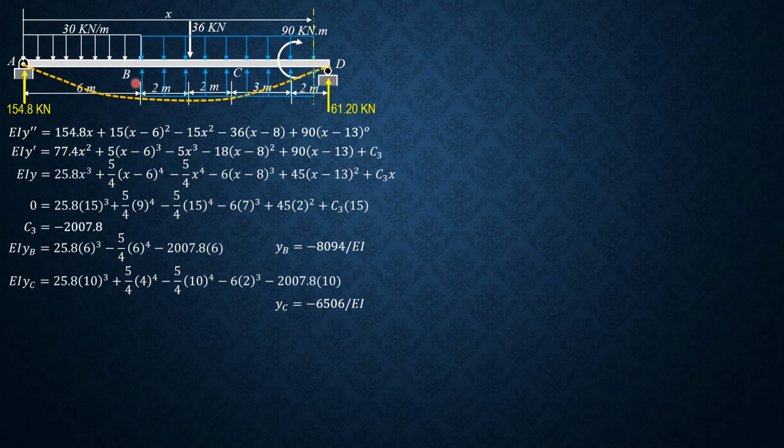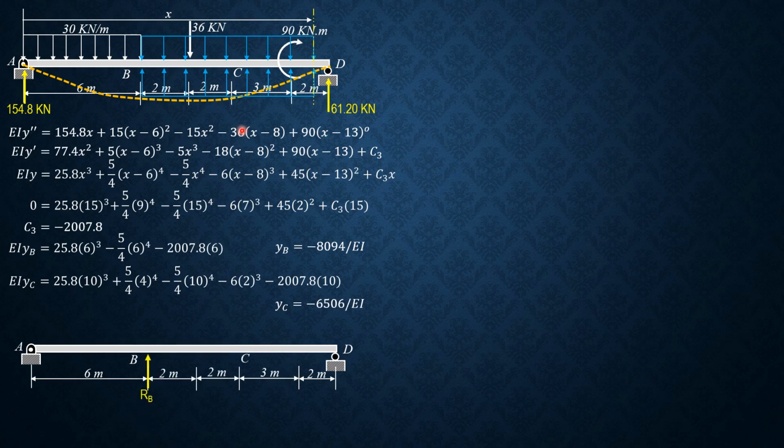Now we apply RB and R sub C and apply the double integration method again. Then let's solve for RA. Summation moment D equals 0. So this will be the value of RA going down.